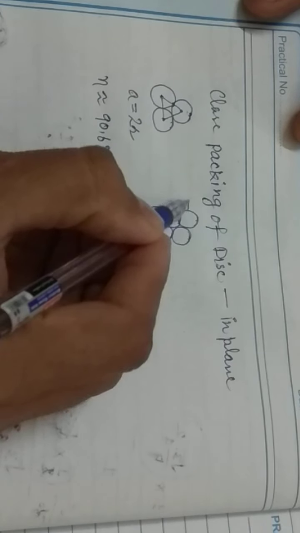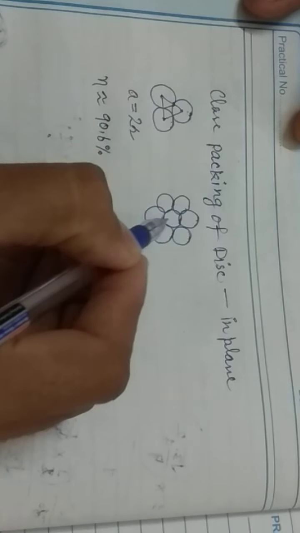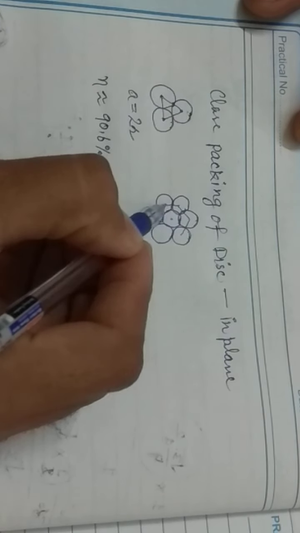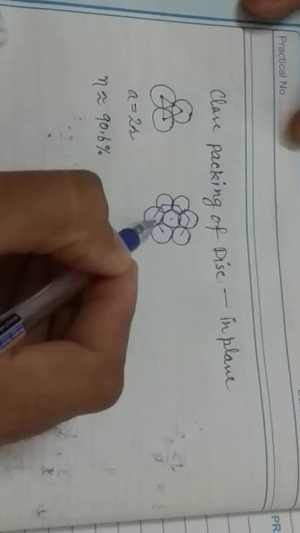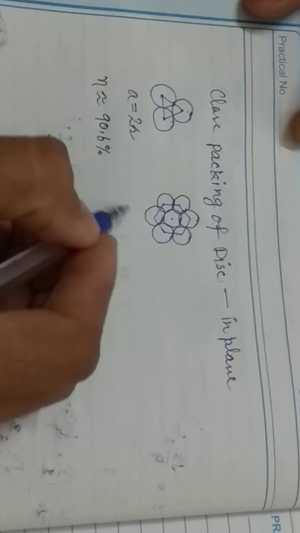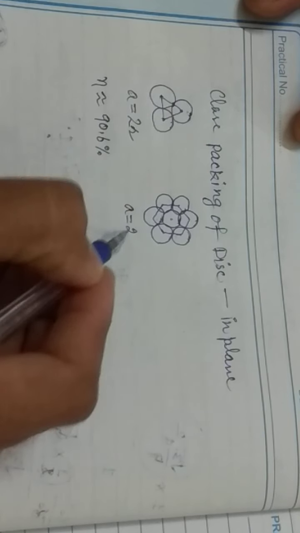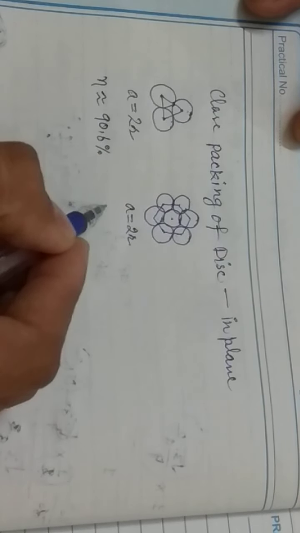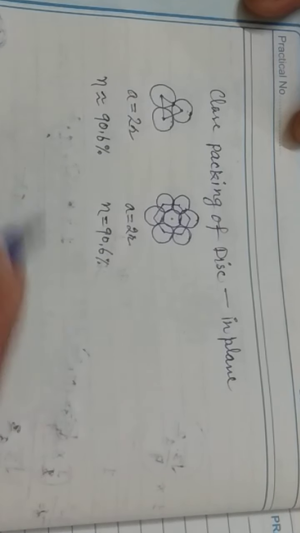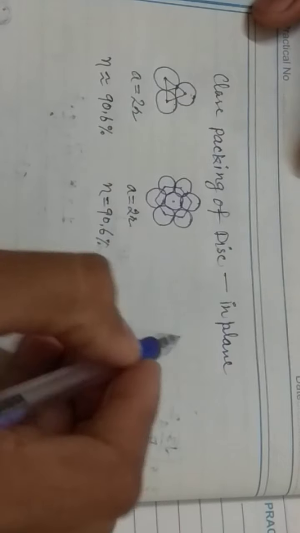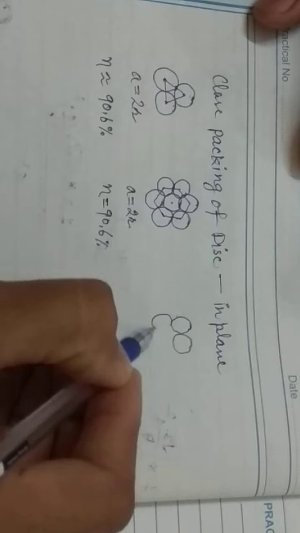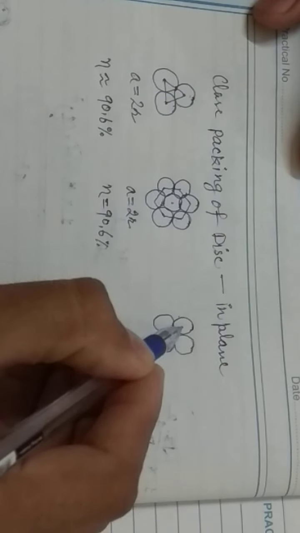Okay class, and the another case which was equivalent, that was hexagonal close packing, and here you have one central particle and it is surrounded by 6 particles, and if you join the centers of these particles it will constitute a hexagon. Here also a is equal to 2r and the packing efficiency is again 90.6%.